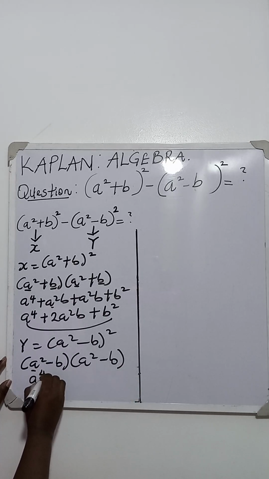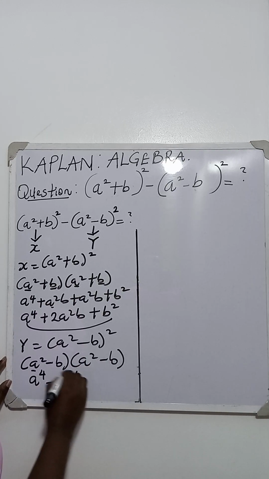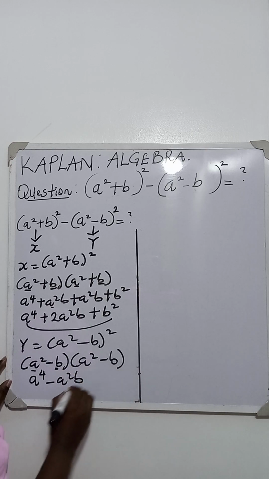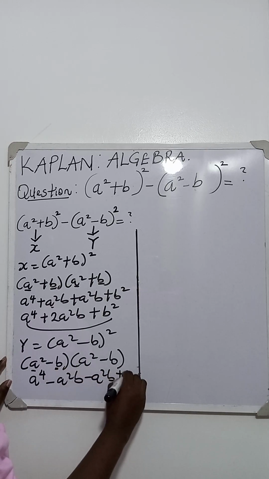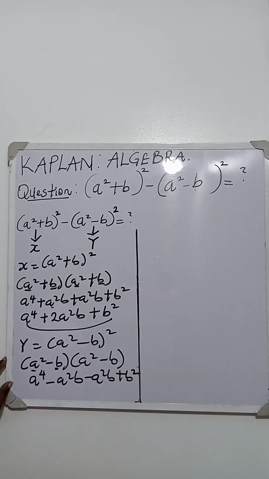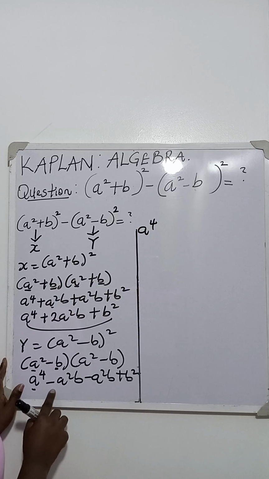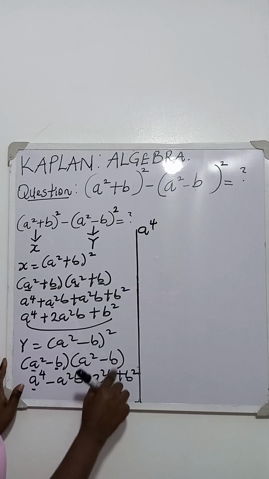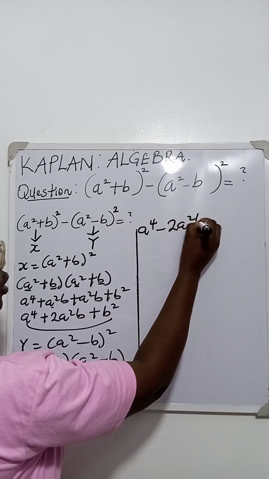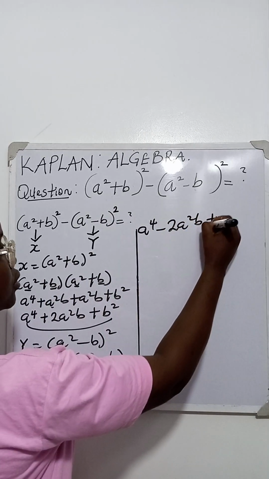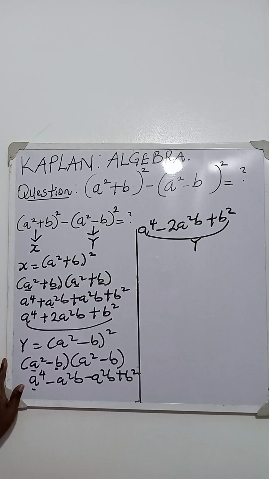We have a raised to the power 4 minus a squared b. Use this to multiply everything here. Minus a squared b plus b squared. So we have a raised to the power 4 minus a squared b minus a squared b gives us minus 2a squared b plus b squared. So here is the other half of the expression.